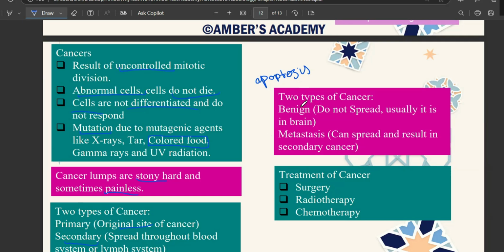Okay. Then these are the words which have the bigger umbrella. We have benign cancer and we have metastatic cancer. So benign cancers do not spread. Okay, and this sort of cancer is usually in the brain. It does not spread through your blood system or through your lymphatic system. But metastatic cancer can spread and it results in a secondary cancer. Meaning if there is a cancer in liver, then eventually it can spread in the entire body.